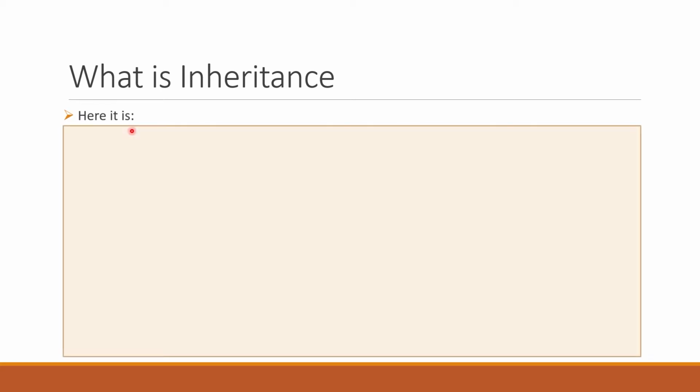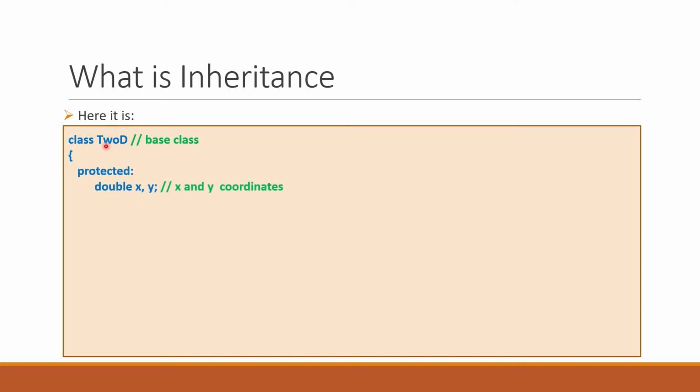Here it is. Suppose we would like to manipulate points in a 2D space. It is natural for us to define a class for this purpose, and we could call it 2D. So here's the definition for this class. It has two member variables, x and y. Notice here how they are protected. This is a new form of access control that we will discuss in more detail later.